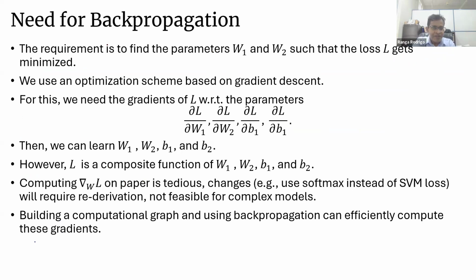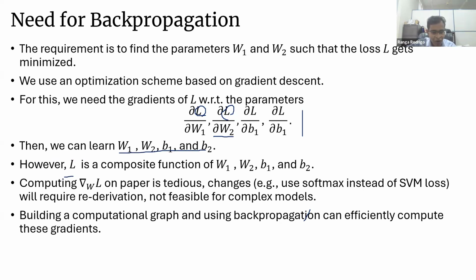So that is what we are looking at now, how to compute these gradients. Okay. So for backpropagation, the requirement is to find the parameters W1 and W2 such that the loss L gets minimized. We use an optimization scheme based on gradient descent. For this, we need gradients with respect to the parameters. So you can see here, with respect to the parameters that we have in the network, we need the gradient of the loss. Of course, they are partial derivatives. So when you consider the partial derivative, you know that we consider all others as constants. Only W2 is a variable. Then we can learn W1, W2, b1, and b2.